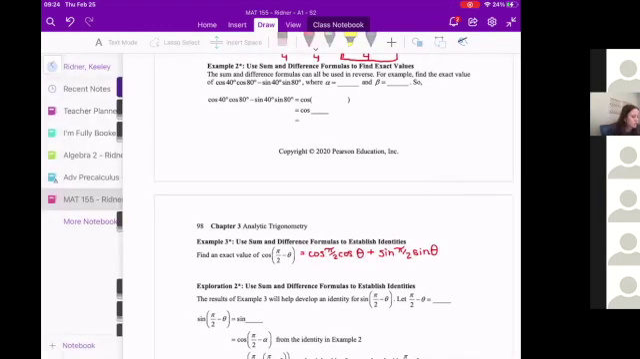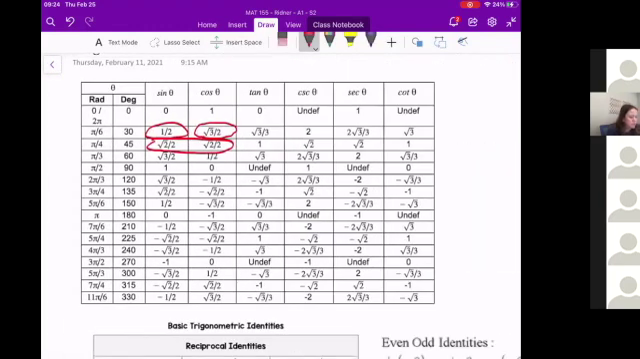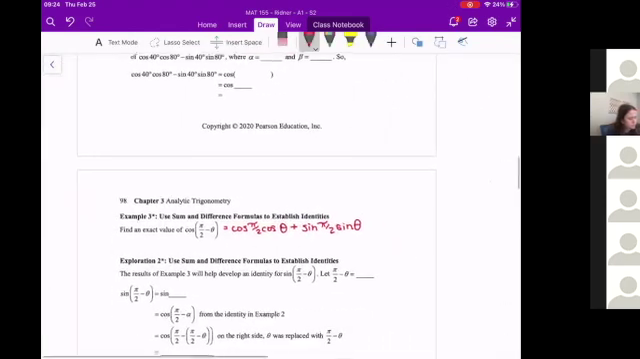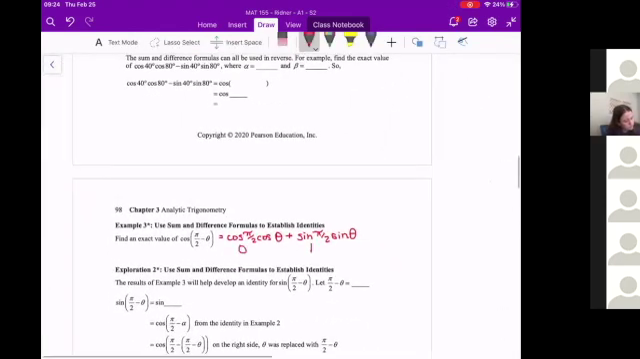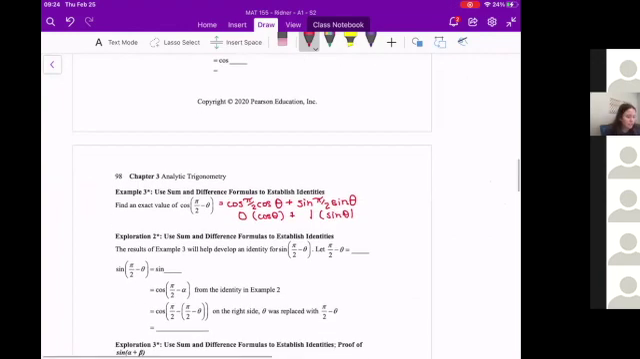So pi over 2 is 90 degrees. So sine is 1 and cosine is 0. Well, 0 times anything is 0, and 1 times sine theta is just sine theta.